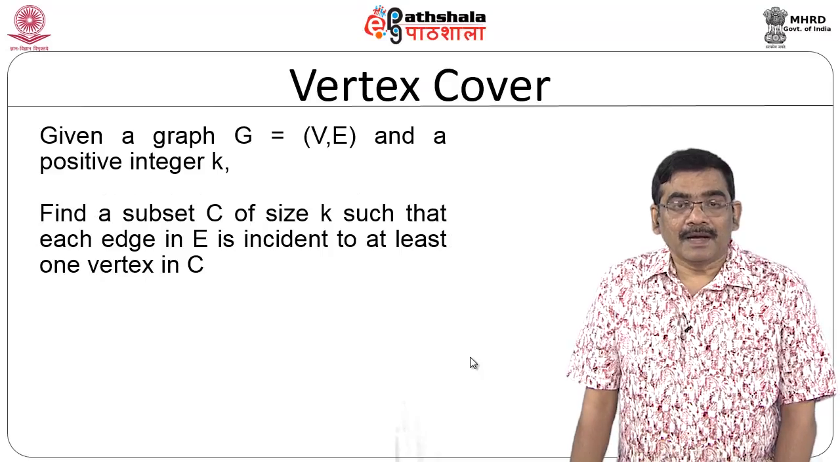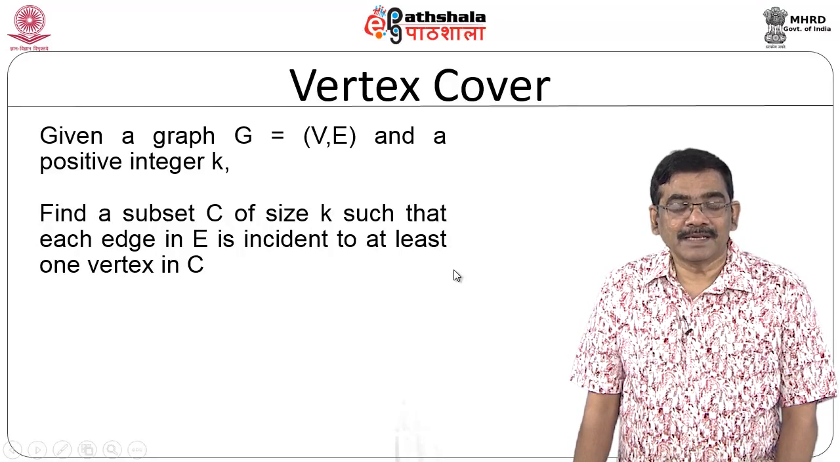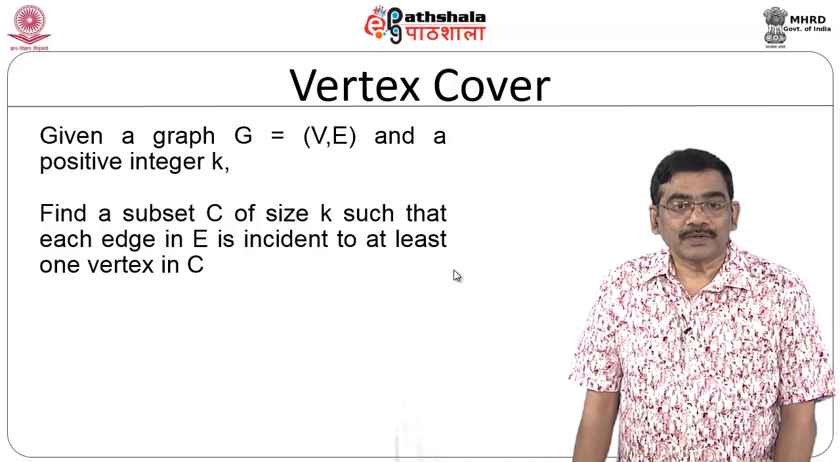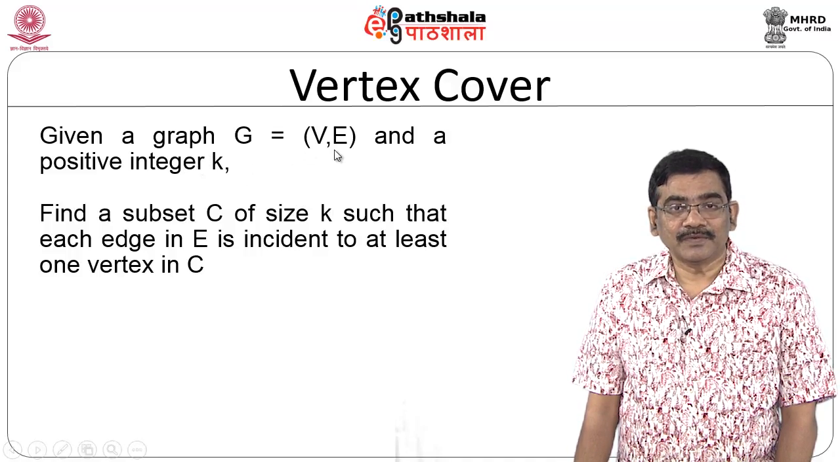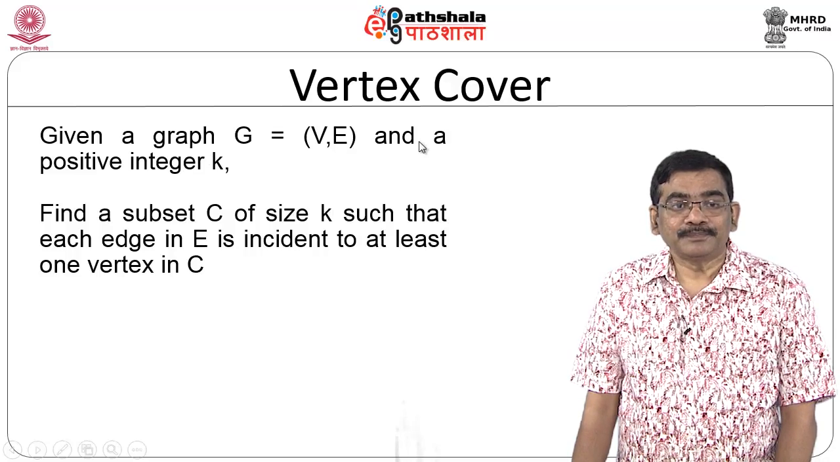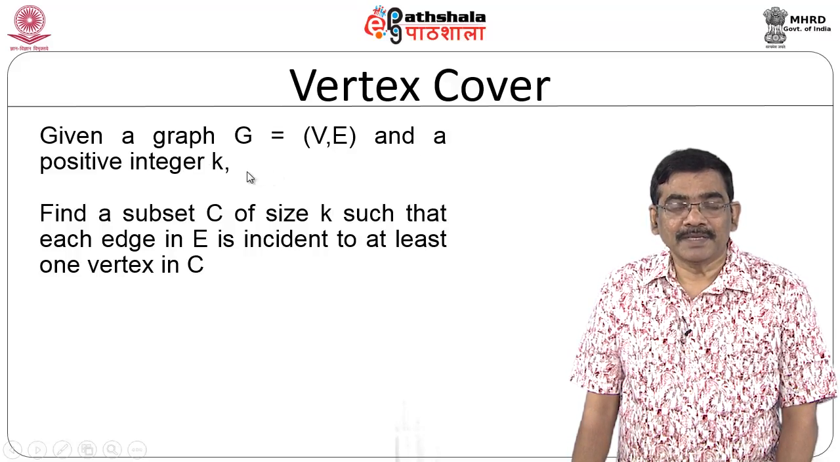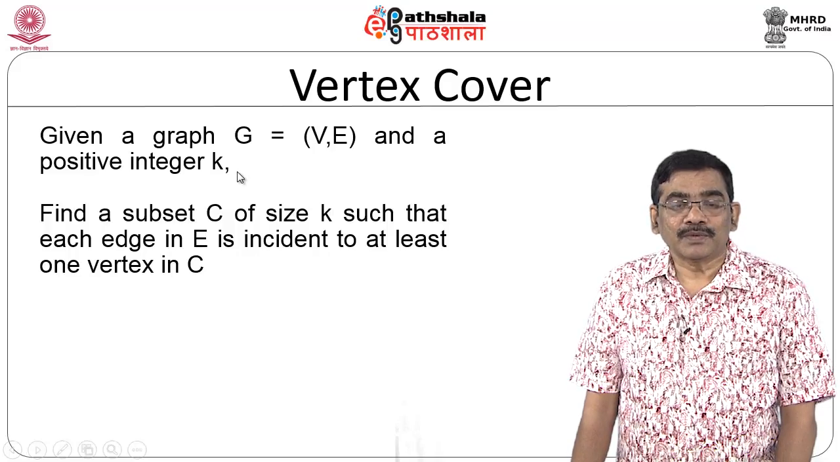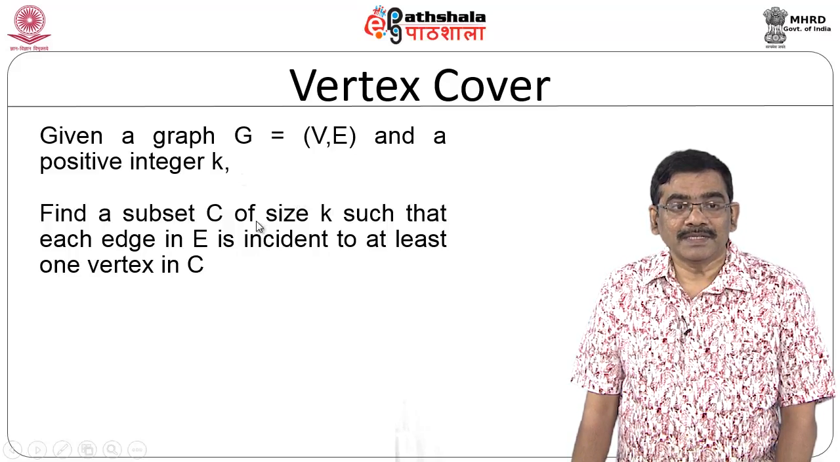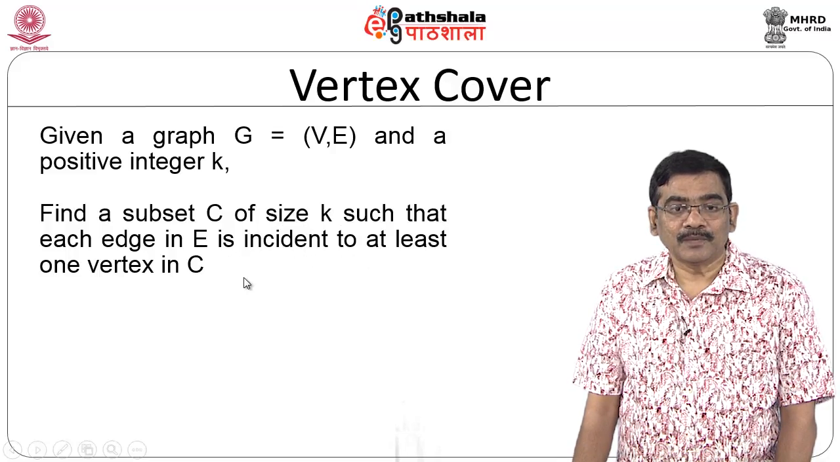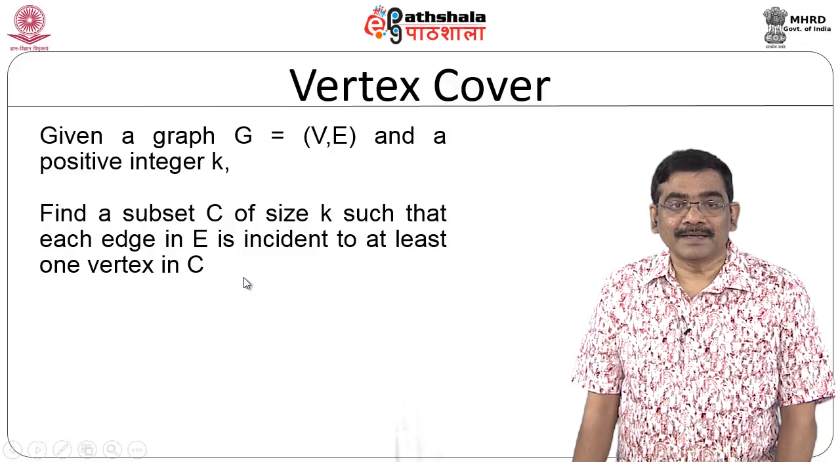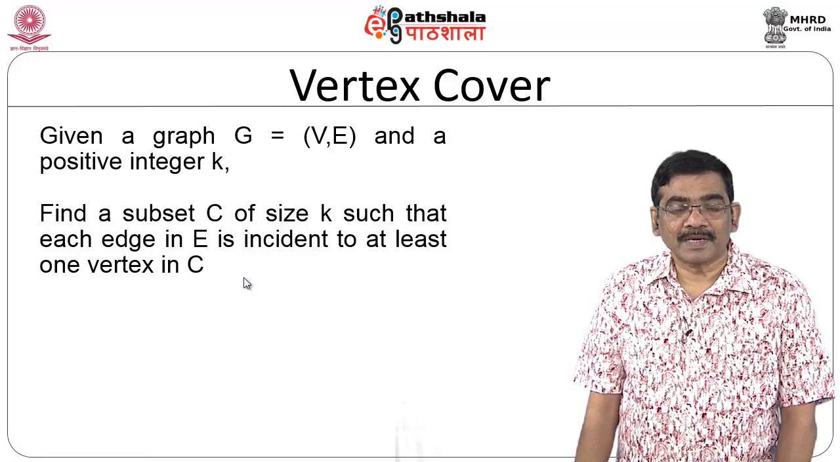Okay. We can also extend this for vertex cover. In vertex cover, we are given a graph G equal to (V, E), and a positive integer k. All we have to do is find a subset C of size k such that each edge is incident to at least one vertex in C. This is called the vertex cover problem.